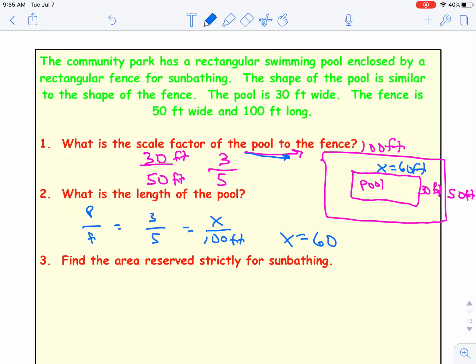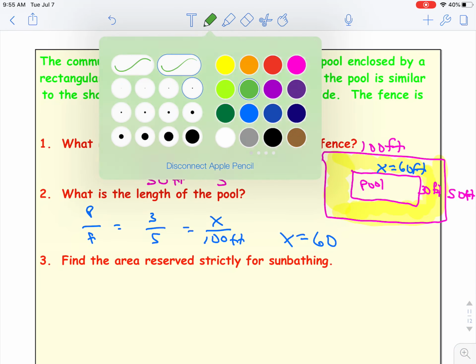It says find the area reserved strictly for sunbathing. So what we're looking for is this area right here. That's what we're trying to find. That's the sunbathing area right there. It's the area outside the pool, but still inside the fence.